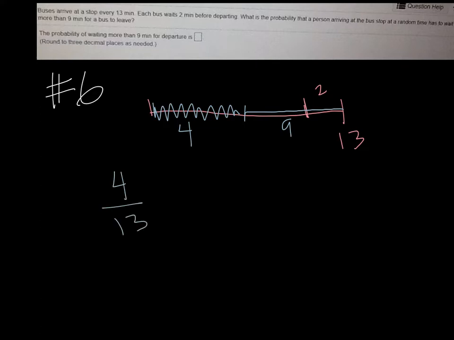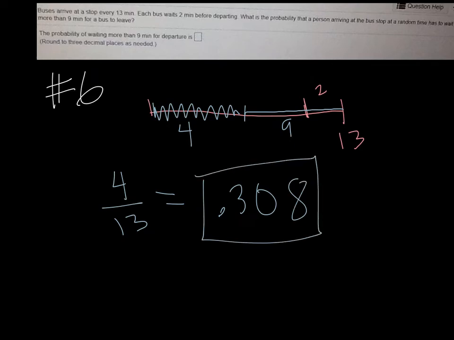So you have to be aware of what the directions say. It says round to the nearest 3 decimal places. So if I rounded that, it would be 0.308. And that right there would be my final answer.